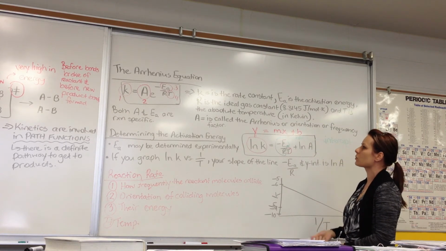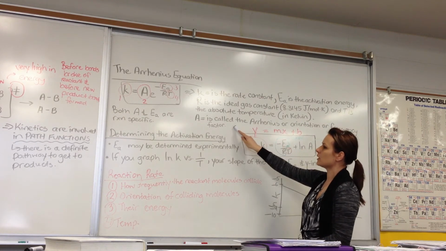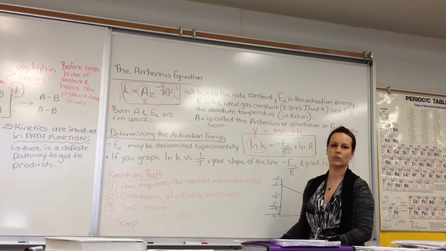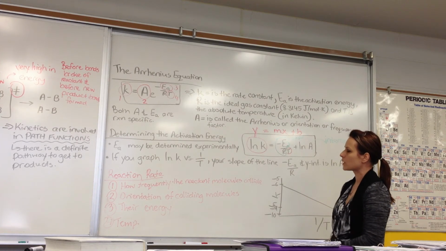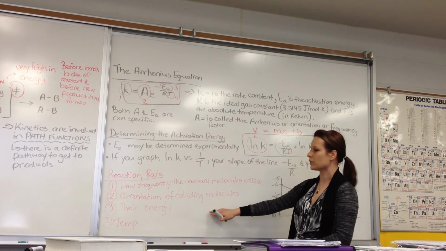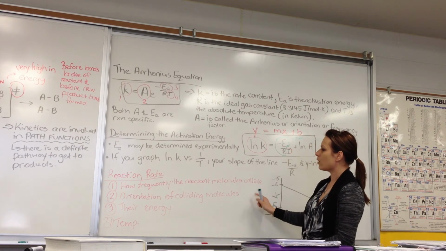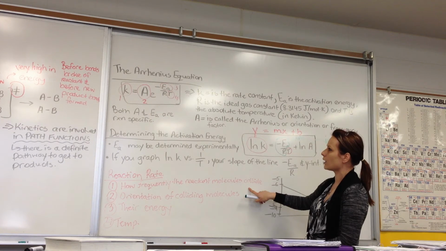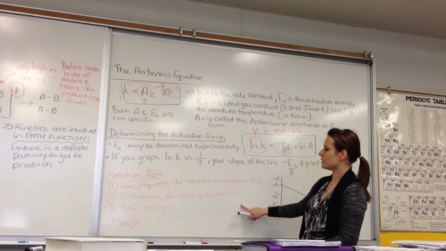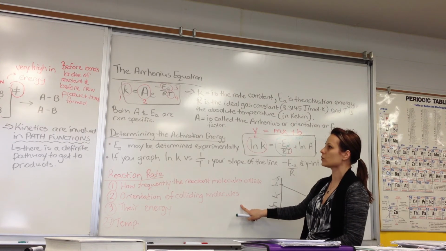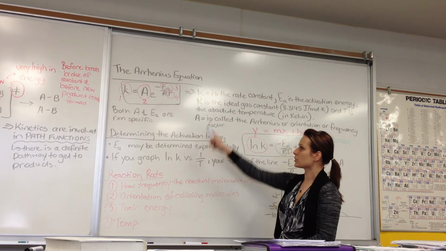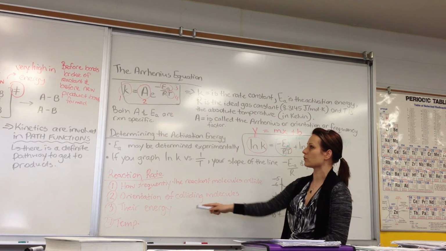It depends on the textbook, but really what it means is that it is involved in the orientation of the molecules. If we think of collision theory, there are 4 factors that determine reaction rate. One is how frequently the reactant molecules collide, which is our rate constant. Secondly is the orientation of colliding molecules, which is our A value, the Arrhenius factor. Then the energy, which is e to the Ea, the activation energy, and of course the temperature.